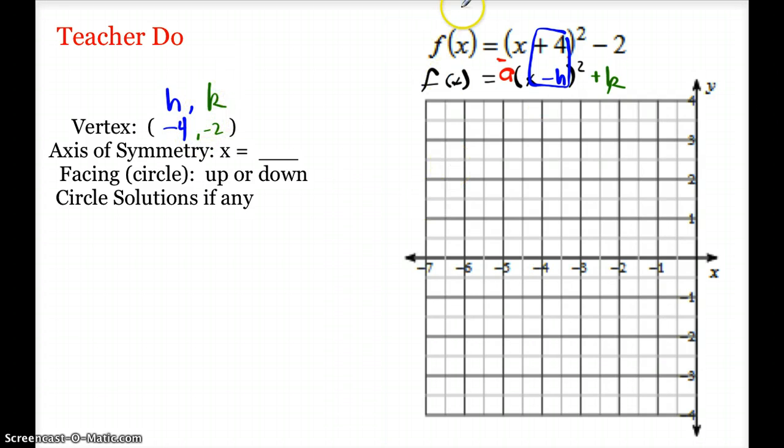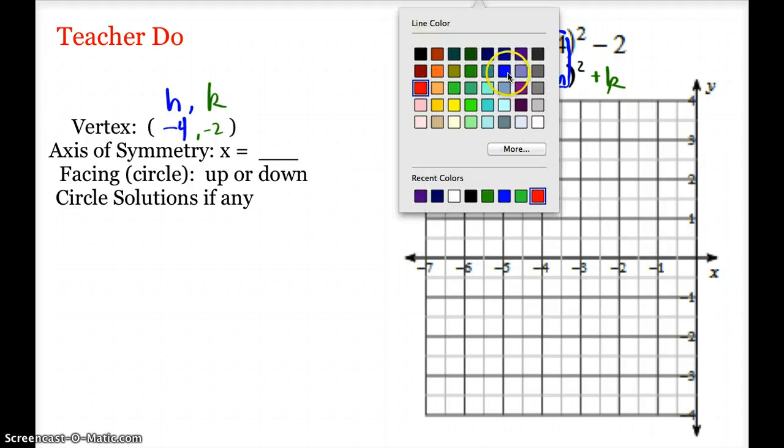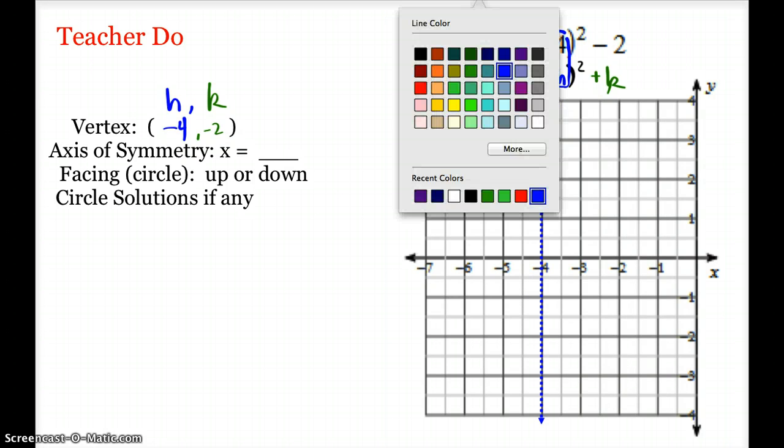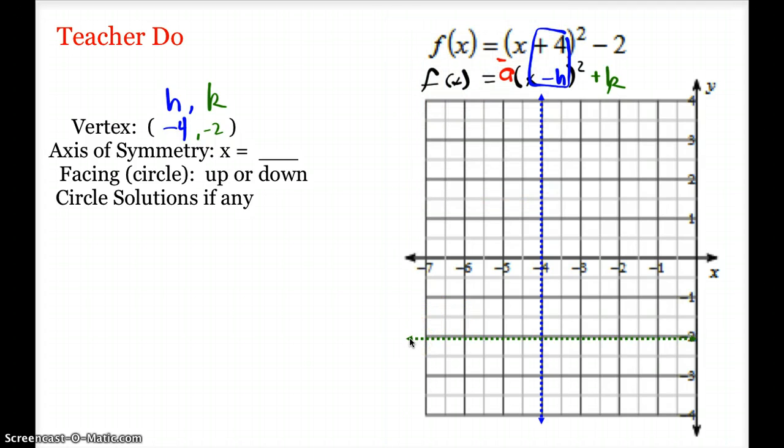That is my vertex. Negative 4, 1, 2, 3, 4, let me get a line. Here's negative 4. Let's make sure this is blue. Negative 4 here. And then we've got negative 2. Negative 4, comma, negative 2. That is our vertex.